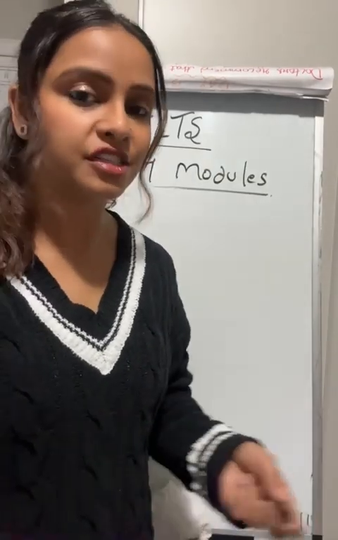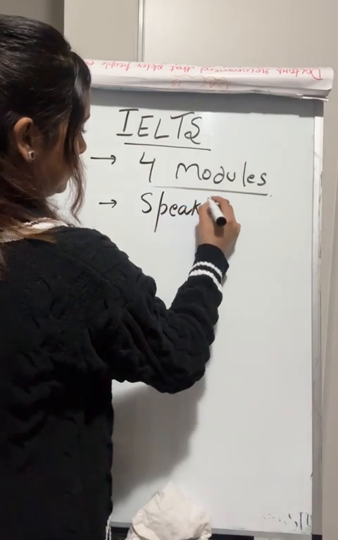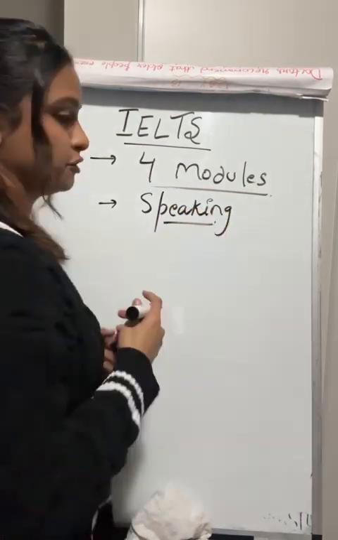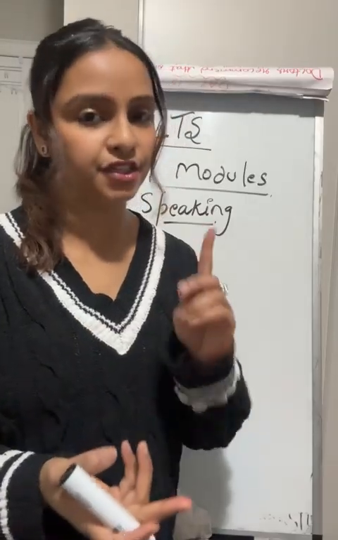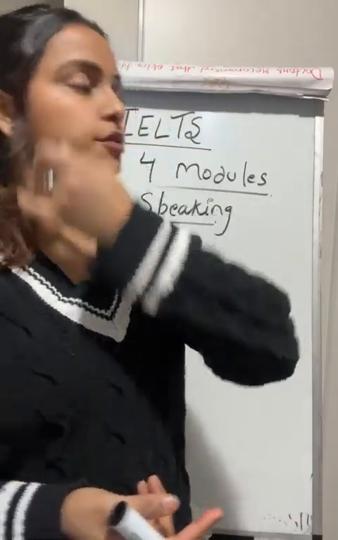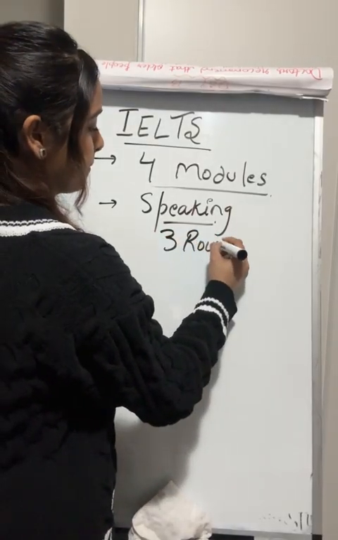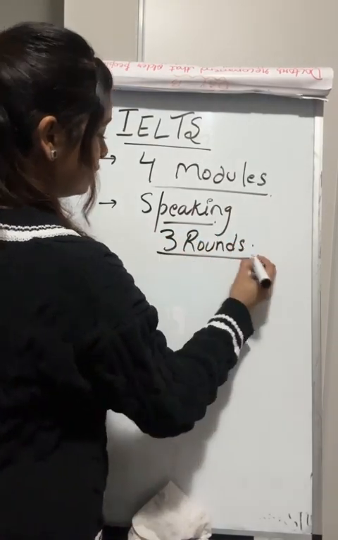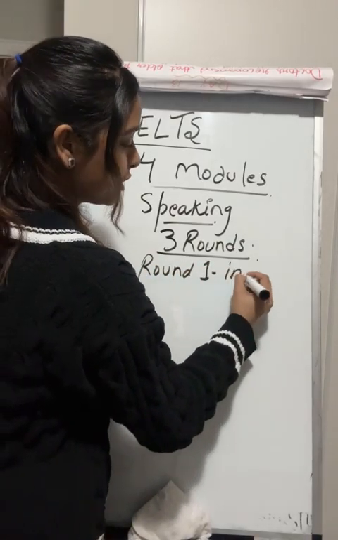Now comes the last module, which is speaking. So in speaking, obviously you have to speak. You have to speak more than the examiner. Make sure. Speaking consists of 3 rounds in total. Round 1 is called introduction.